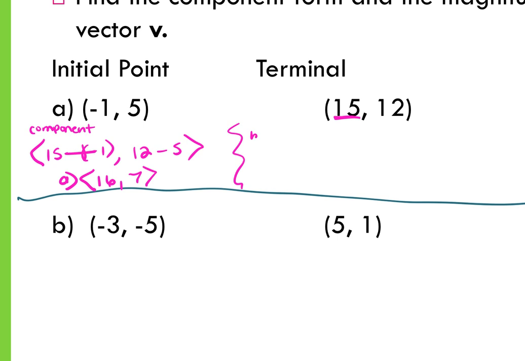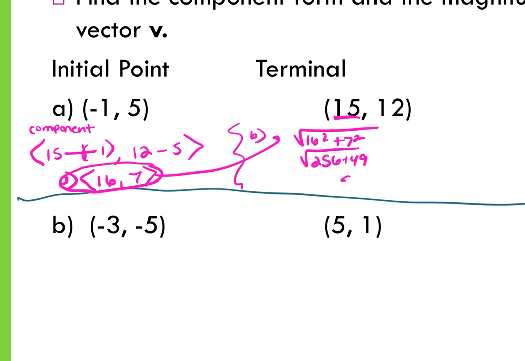Now I want to do magnitude. All right, so now I can either do distance formula. I can do 15 minus a negative 1 squared plus 12 minus 5 squared. Or once I already have the component form, I can just come over here and say square root of a squared plus b squared. So that's 256 plus 49, or square root of 305.